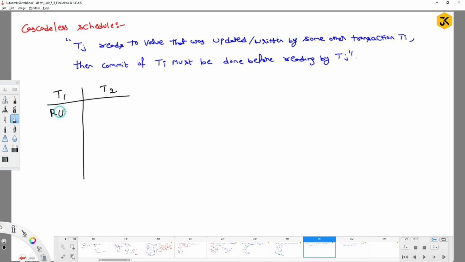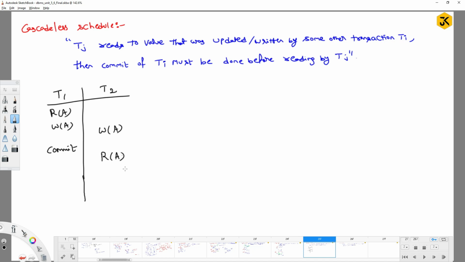if I am going to have the read operation of A, write operation of A, and if I am going to do some kind of write operation, there is no problem, right? But if I am going to perform some kind of read operation, this read operation has to be done after the commit has been done by the other transaction. This is what we call cascadeless schedule. In cascading schedule, if some rollback happened, all are going to be rolled back.